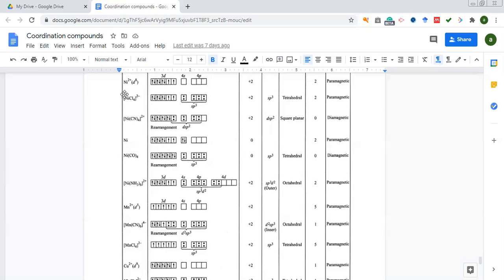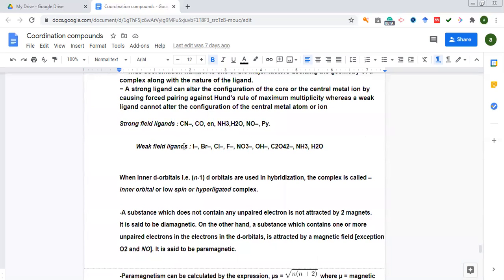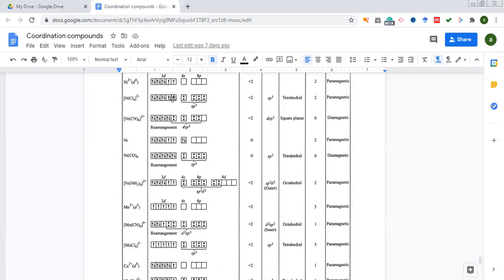Now in this complex, NiCl4 2-, the oxidation state of nickel is Ni+2. In Ni+2, the outermost electronic configuration is 3d8, 4s0, 4p0. Why? Because in nickel we have 3d8, 4s2, and in Ni+2 these two 4s electrons are removed, so the 4s becomes empty. Next, see this chlorine. It is a weak field ligand, so a weak field ligand does not pair up electrons. That's why in the outermost shell we have two unpaired electrons.